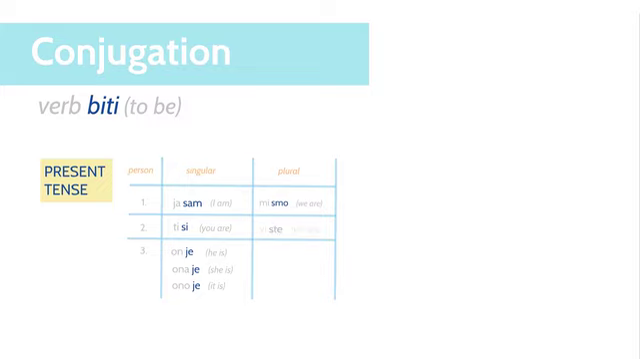Vi ste, you are, polite or plural. Oni su, they are, masculine. One su, they are, feminine. Ona su, they are, neuter. That's it. You did it.